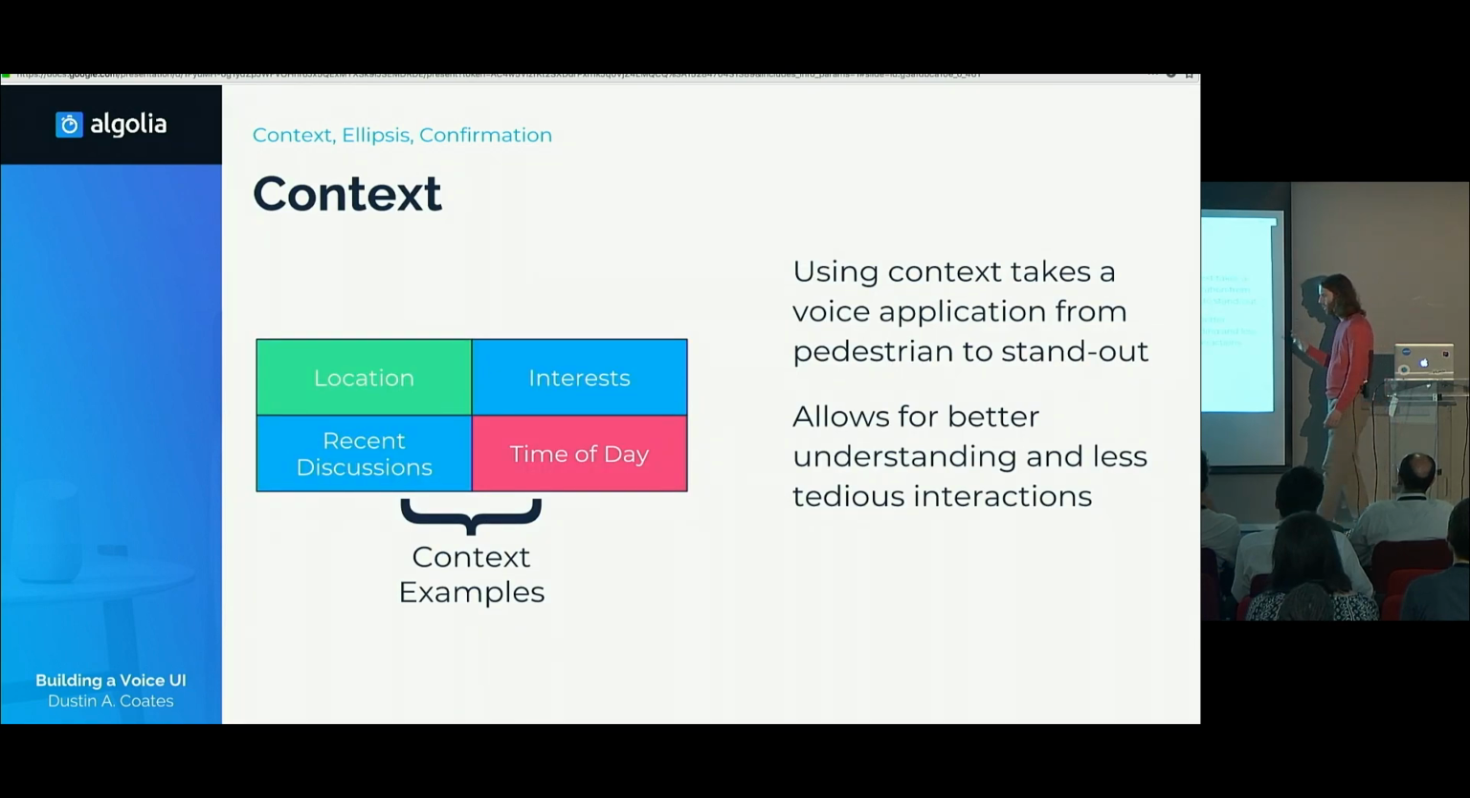Context is an important way for us to efficiently complete these actions. And this is really what takes voice applications from very pedestrian and not very useful to something that stands out. Context can mean a lot of things. It can be the location of the user. It can be their interest, even the time of day, or the recent discussions you just had.